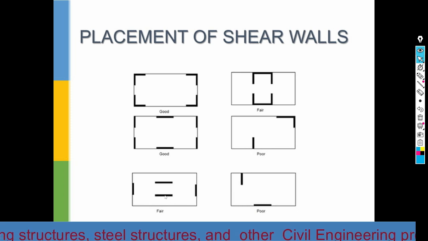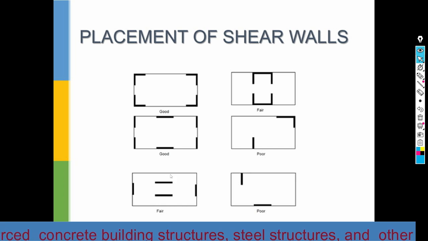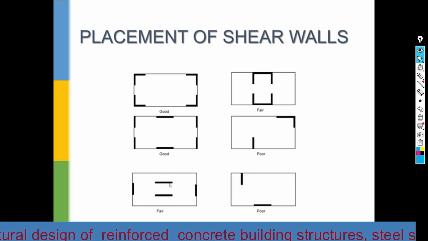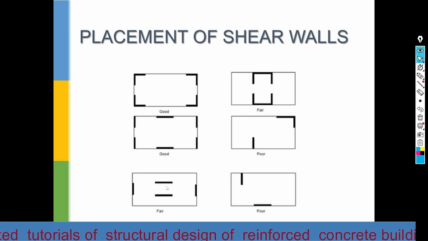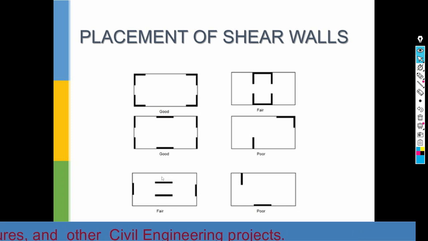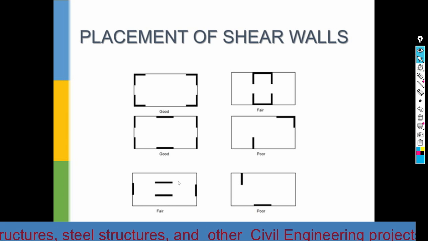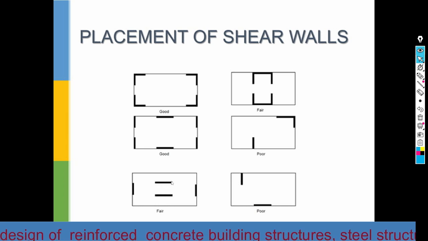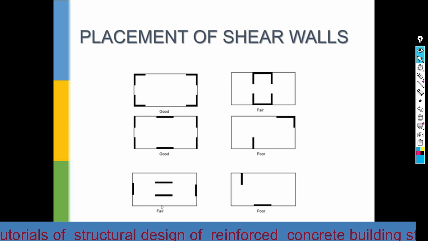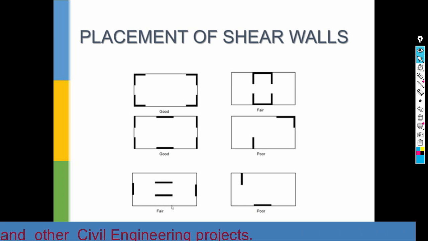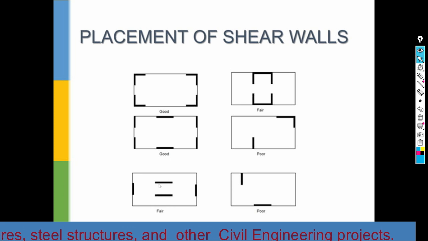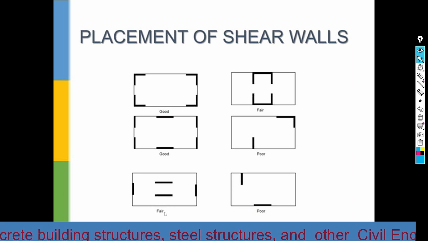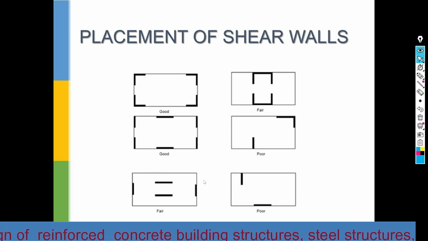And when we come to this, here we are providing the shear wall at the internal portion of the building. So we need to avoid placing the shear wall at the interior portion. So we need to move this shear wall into this and this shear wall into this in order to provide a good arrangement and to increase the lateral and the torsional stiffness behavior of the structure.